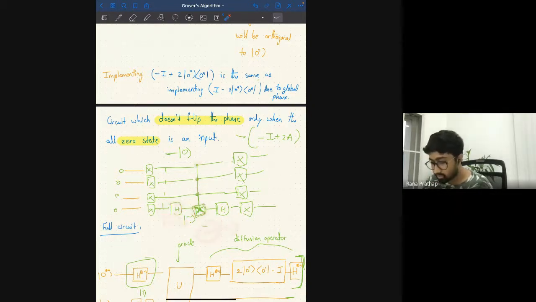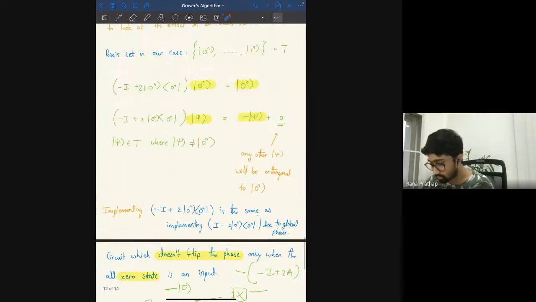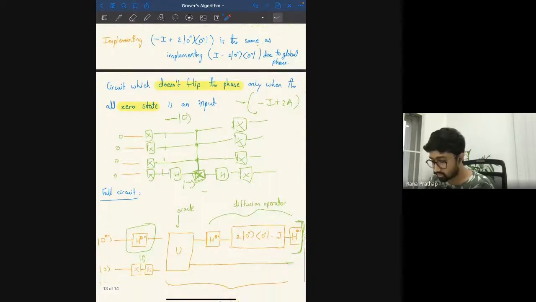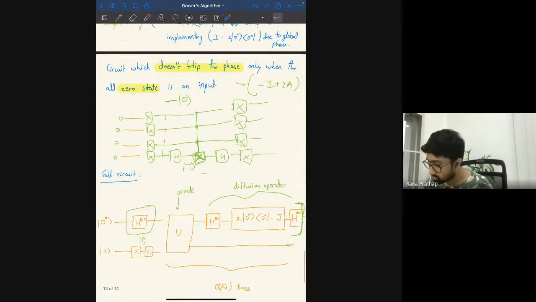Whereas for all the other states, so for 0, 1, whatever, this doesn't get triggered, and you do not get any phase. So over here, you're actually getting the exact opposite of what you require, but it doesn't matter because you can ignore it as global phase.